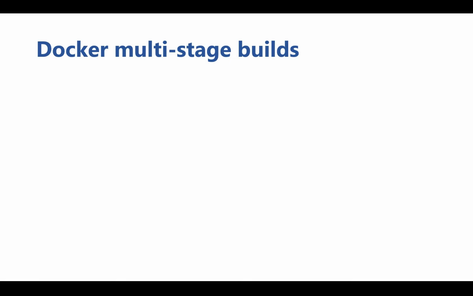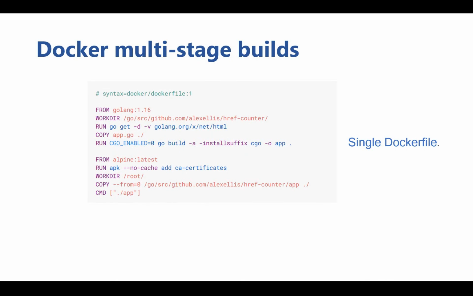Now let's see how you do this in a Docker multi-stage build. I'm showing a single Docker file, which is a combination of the two stages we did in development and production before the multi-stage build.